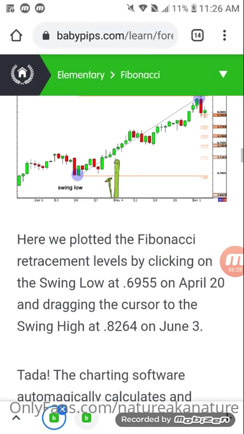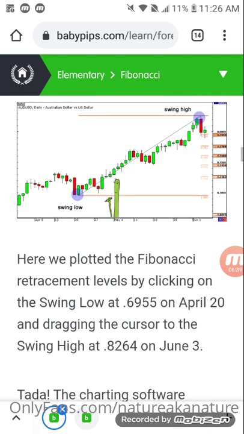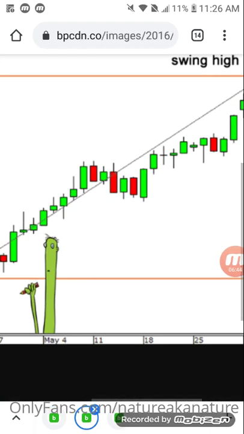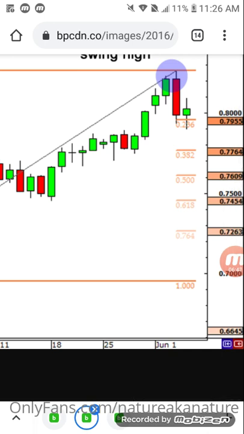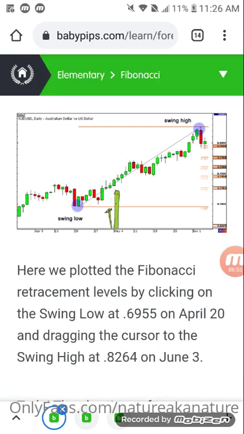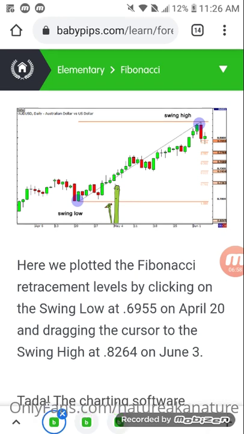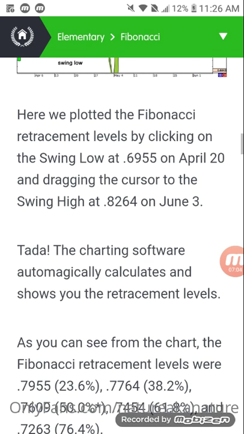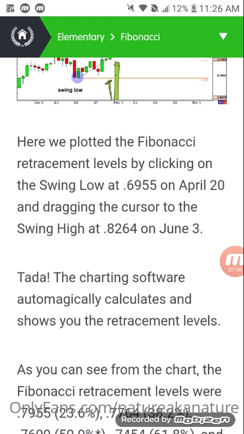Here we plotted the Fibonacci retracement levels by clicking on the swing low at 6955 on April 20th, and dragging the cursor to the swing high at 8264 on June 3rd. You can see right here the swing low, and we dragged it all the way to the high, which is 8264, from 6955. Ta-da! The charting software automatically calculates and shows you the retracement levels.